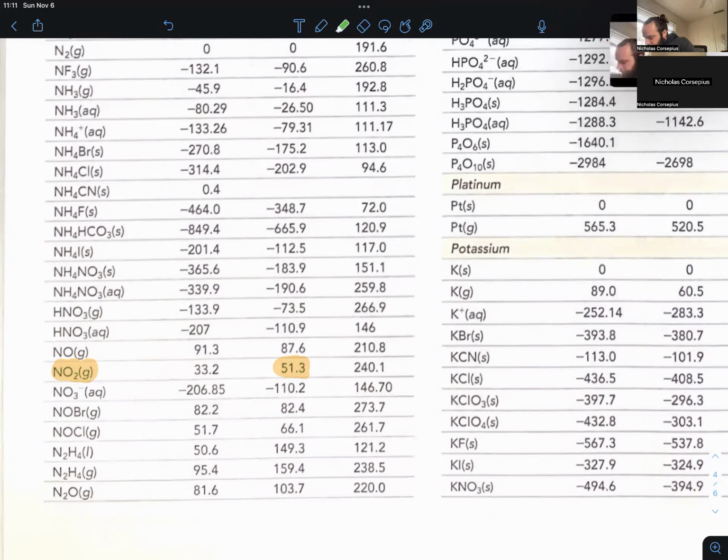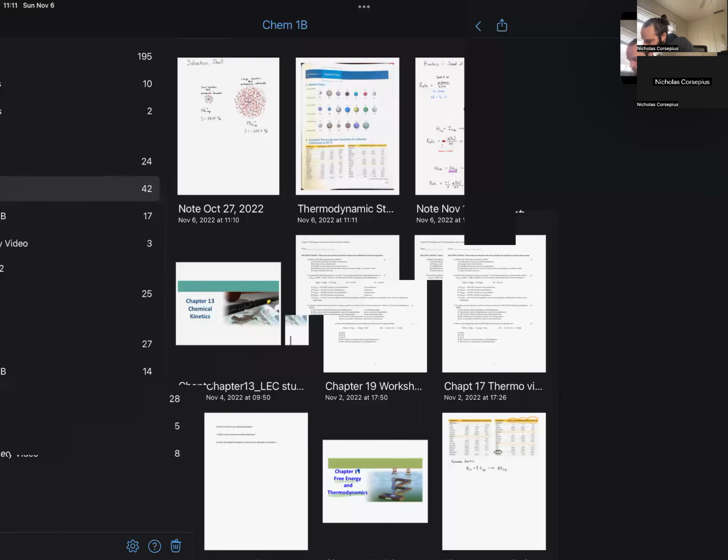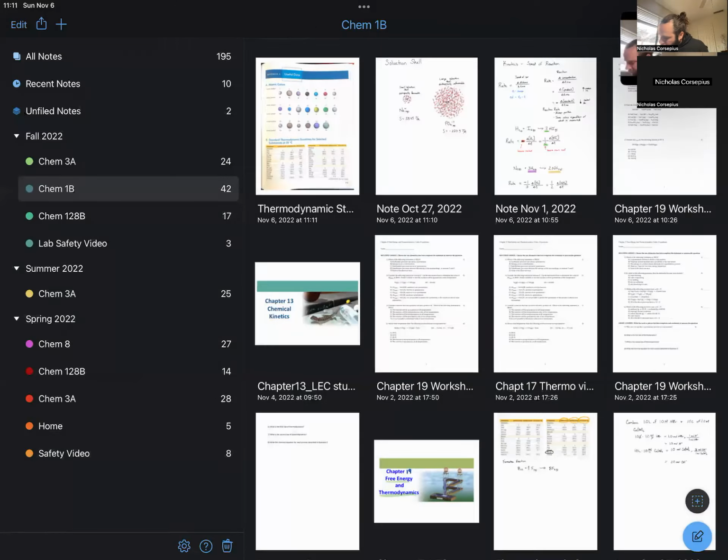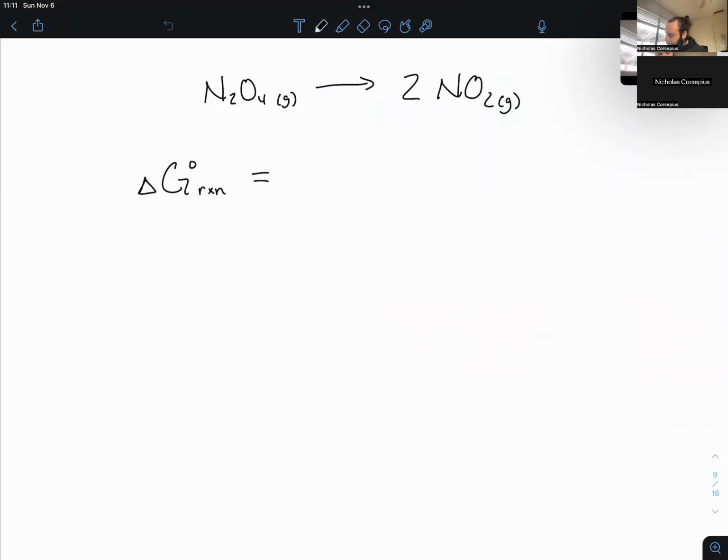All right, so going back here, I'm going to do products minus reactants, but I'm going to have to take this product and multiply it by its stoichiometric coefficient. So 2 times the 51.3 minus my reactant, my 99.8. This would give me a delta G of 2.8 kilojoules, which is again telling me that this is non-spontaneous.